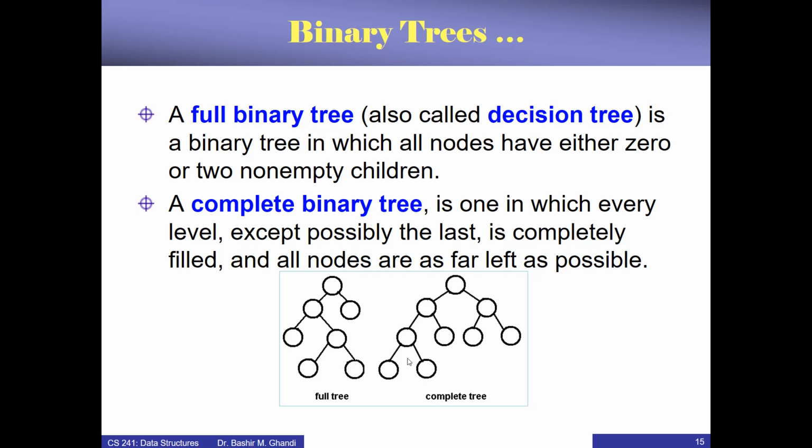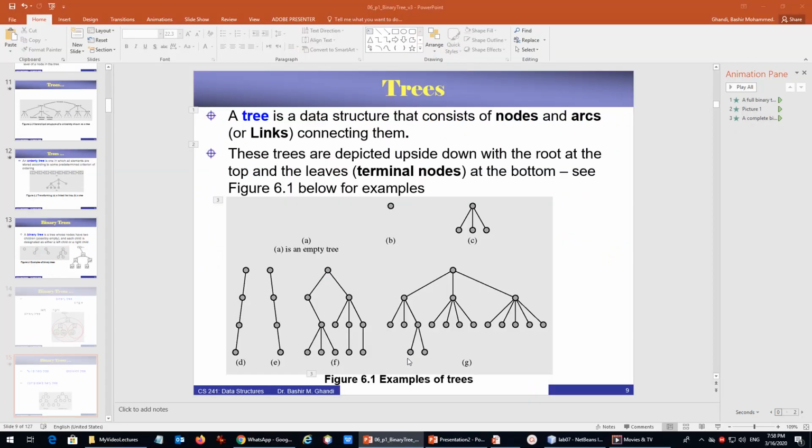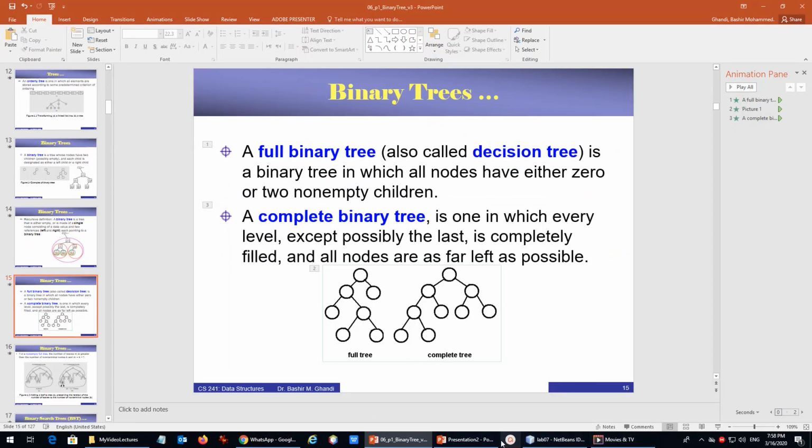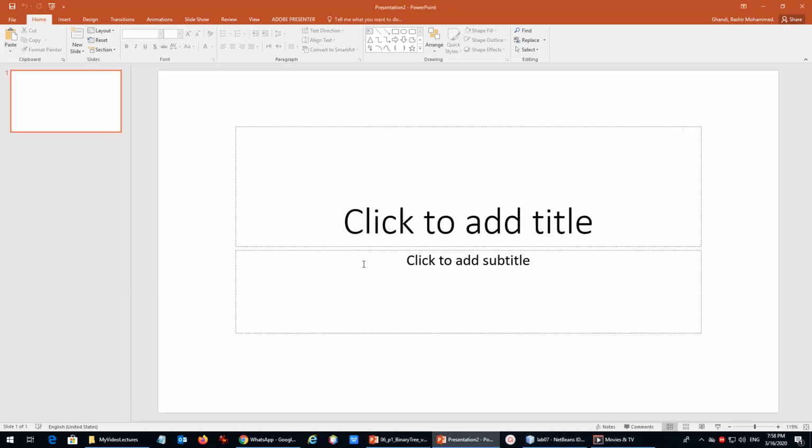Basically, a complete tree is one that grows top to bottom, left to right, with no gaps allowed. If we can draw examples, let us draw an example to see how to construct a complete binary tree.